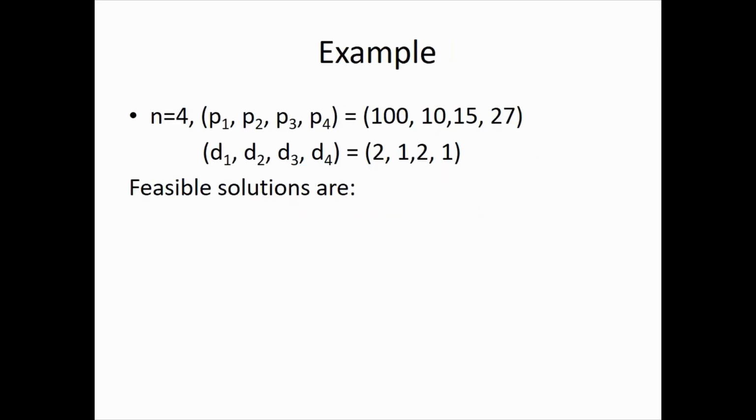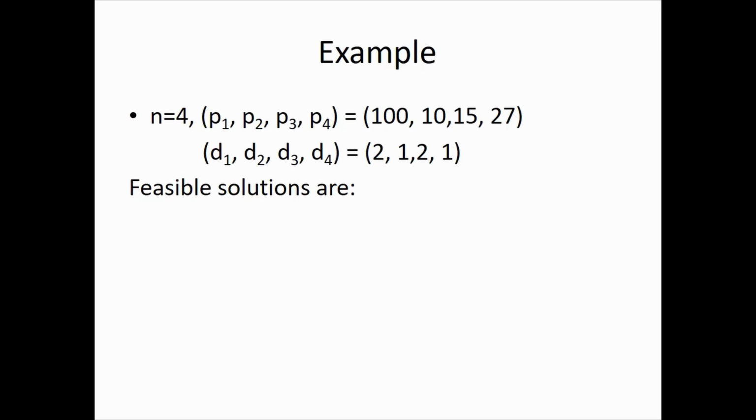Let's have one example. Here the number of jobs n is equal to 4, and P1, P2, P3, P4 give the profits of these jobs. That is, for job 1, profit P1 is there. For job 2, profit P2 is there. So correspondingly, we have 100, 10, 15, 27.